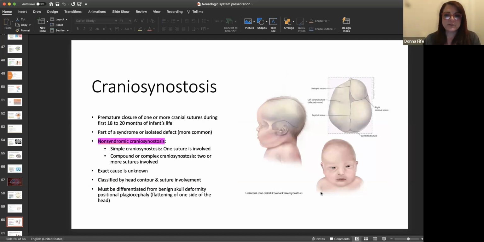And it's important to differentiate this from a benign skull deformity, such as positional plagiocephaly, in which there's flattening on one side of the head, often from the baby lying on one side versus the other.